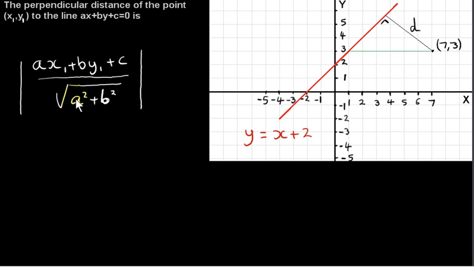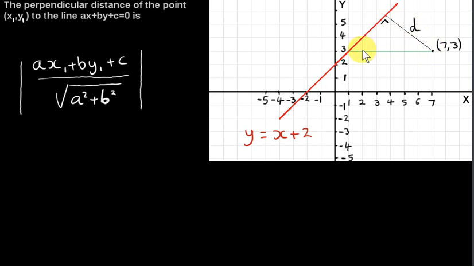In the last video, we looked at a formula for getting the perpendicular distance of a point to a line. In this video, we're going to try and prove this formula for the general case. But first of all, we're going to look at a specific case. We're going to follow the method for proving this formula for the line y equals x plus 2 and the point (7, 3). So the distance of (7, 3) to the line is d.